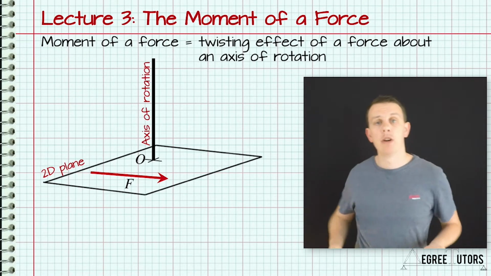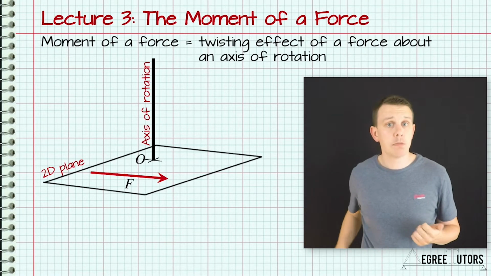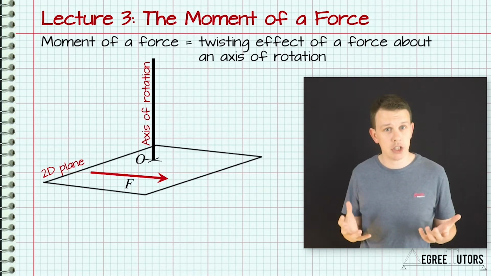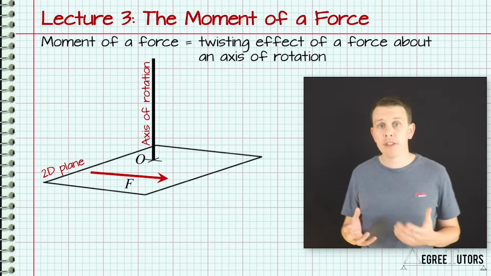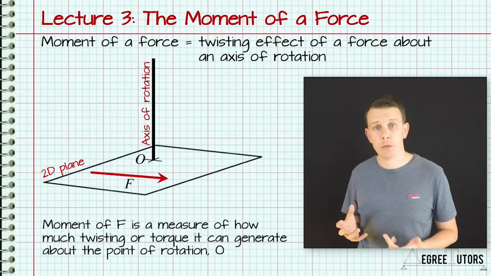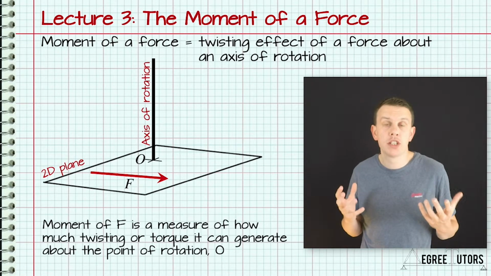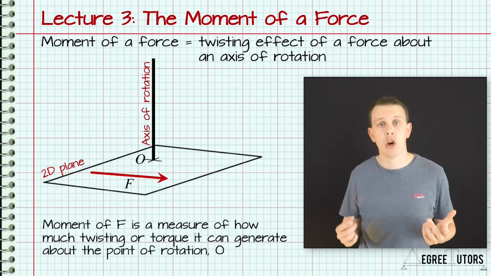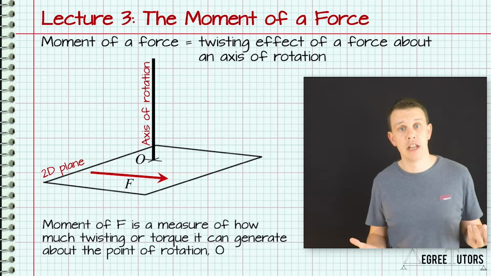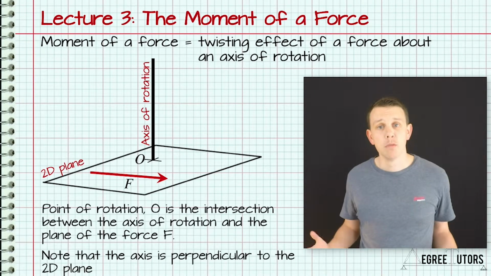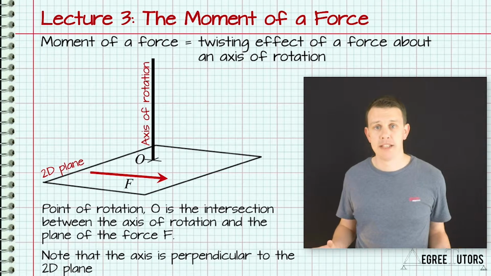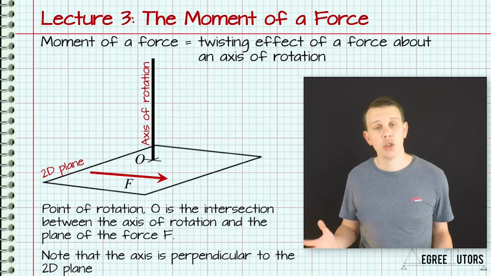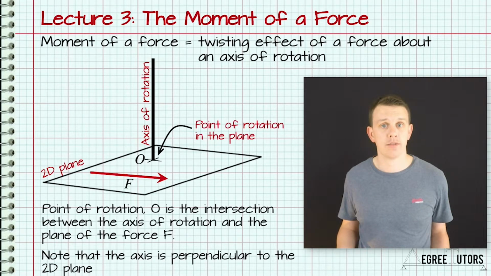Now, if we imagine our force as not just being drawn on the sheet of paper, but actually being applied to the sheet of paper, the moment of that force F about point O, the point of rotation, is how much that force is trying to twist the sheet of paper around point O, or around our pen, the axis of rotation. Remember, the point about which any rotation will take place is the point of intersection between the axis of rotation and the 2D plane in which the force is located.